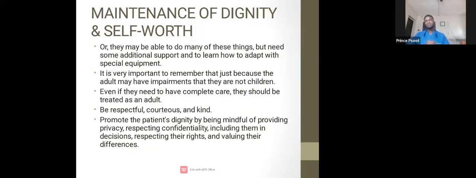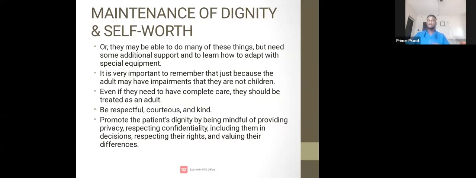Or they may be able to do some things by themselves, but they need some additional support. Some of them can do some things for themselves, but they need people to support them more. They begin to learn how to adapt with special equipment, like in terms of walking, those that work with walking sticks, the walkers. Those that work with walkers tend to start learning how to balance themselves on the walkers. When they start, they may fall once or twice before getting adapted to the special equipment.